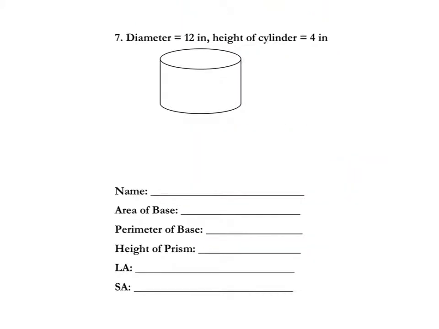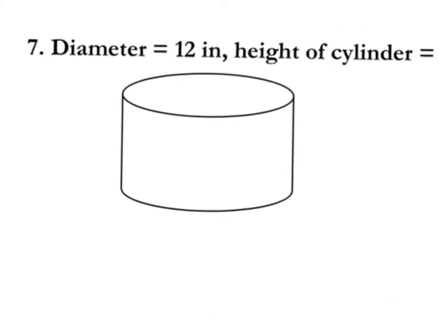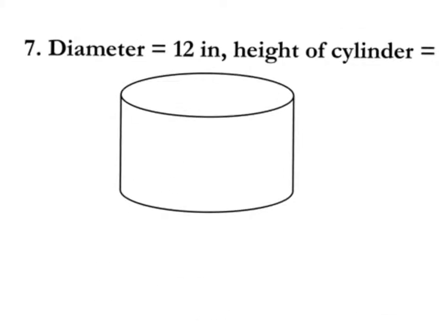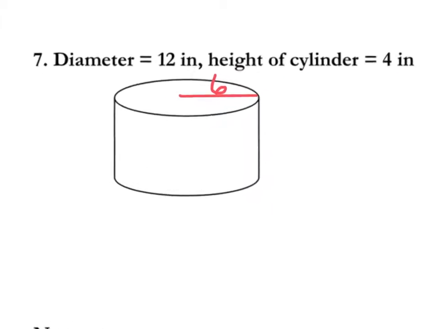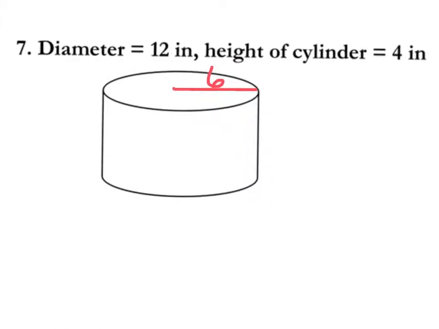Here we are. Gives us a diameter of 12. Okay, so our diameter is 12. Guys, if the whole diameter is 12, that means that the radius is going to be just half of that at 6. Okay, and then it gives me the height of the cylinder, base to base. You need to remember, guys, base to base is 4. All right, let's do it.